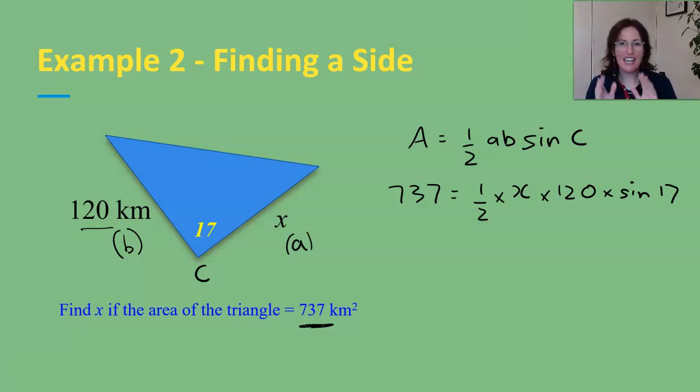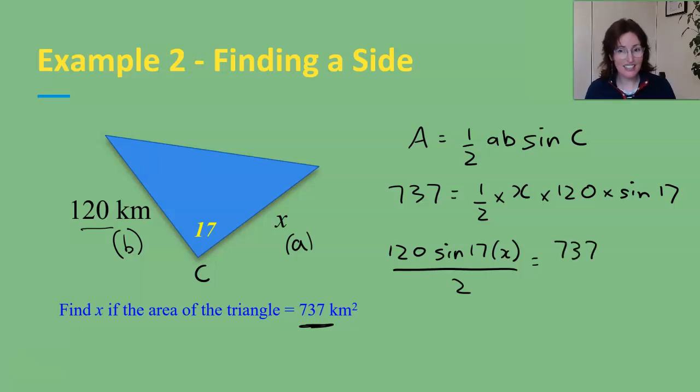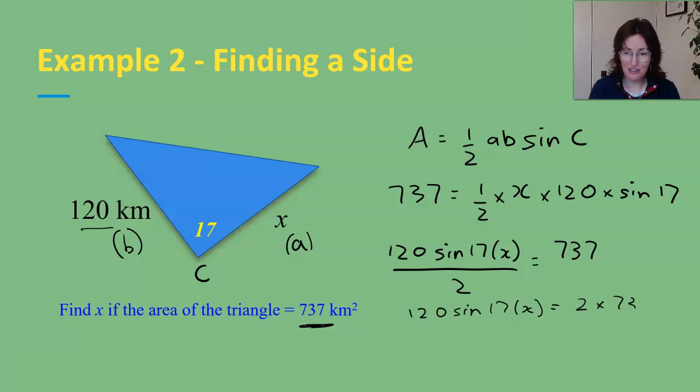Now we need to rearrange to get x by itself. We tend to put x on the left. So let's do a little bit of tidying up here. The top row would be, the numerical part of that is 120 sine of 17. You might also change that half to over 2. And write it like that. And now we need to rearrange. So it's being divided by 2, so we need to multiply by 2 to undo that divide there. So 2 times by 737. And then x is being multiplied by those other two numbers, so let's divide through by those numbers.